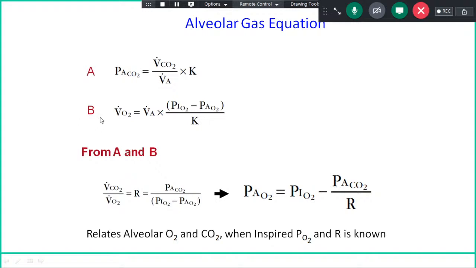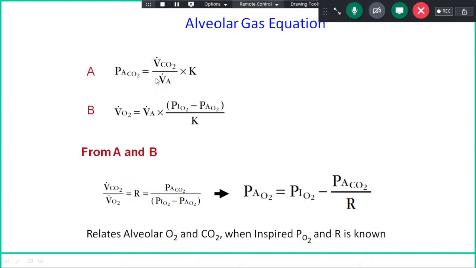this is the equation B which is written here from the last slide, and the equation A we have taken from the carbon dioxide partial pressure, which in the alveoli is directly proportional to, or equal to, the amount to be excreted divided by alveolar ventilation. So these are the two equations which are used to derive the alveolar gas equation. So by these, if we substitute the values of VCO2 divided by VO2 as R, which is equal to this, finally we come out to this value.